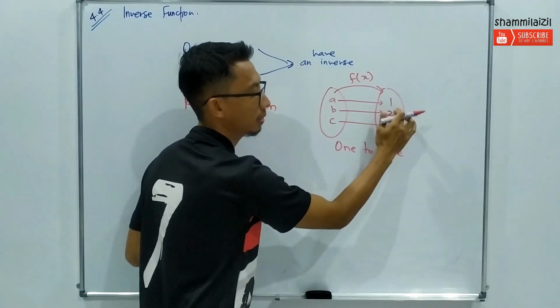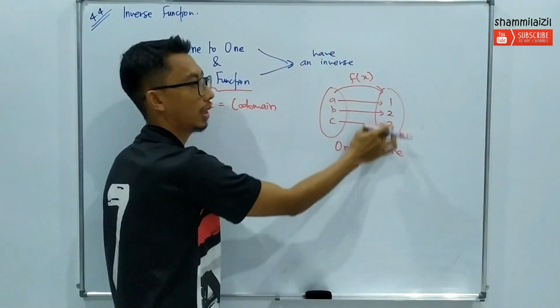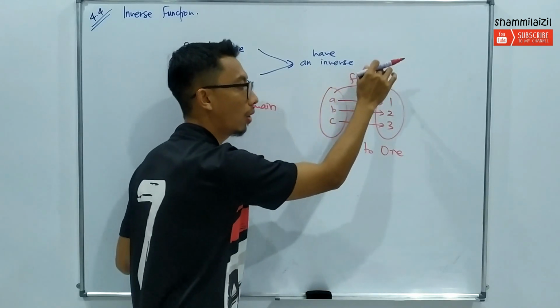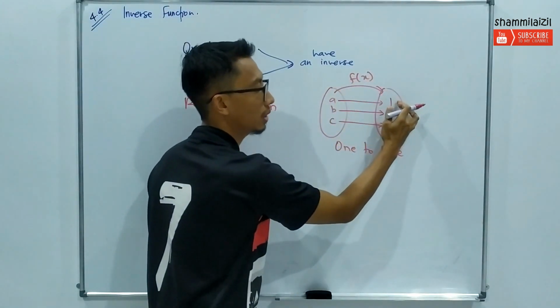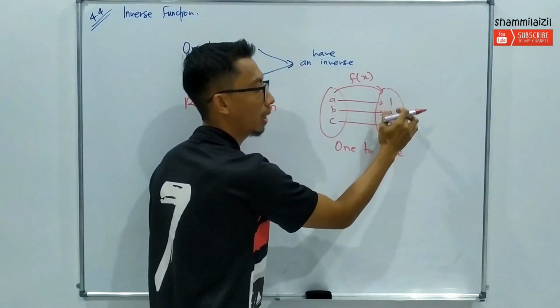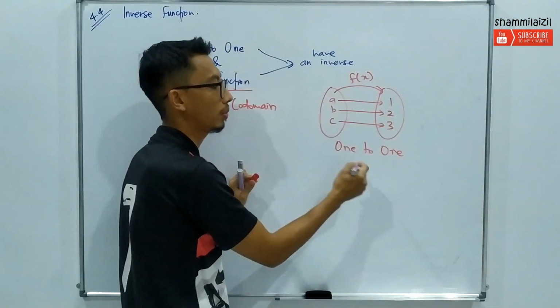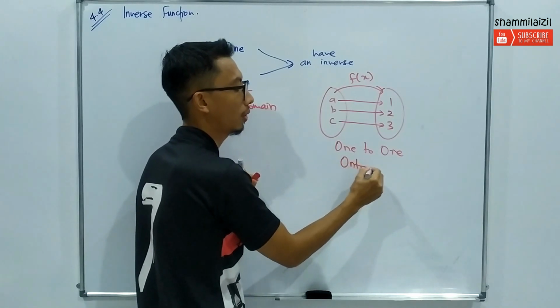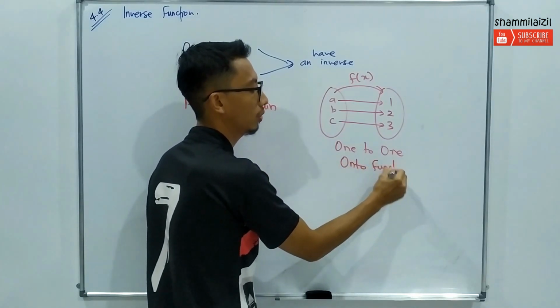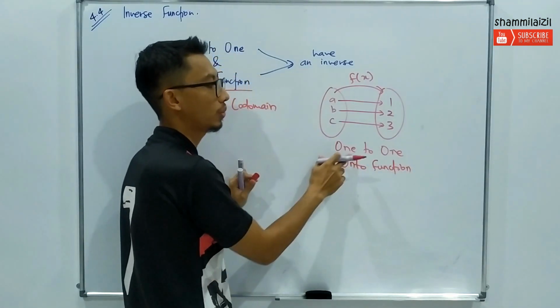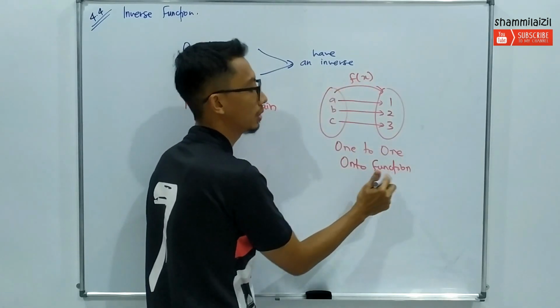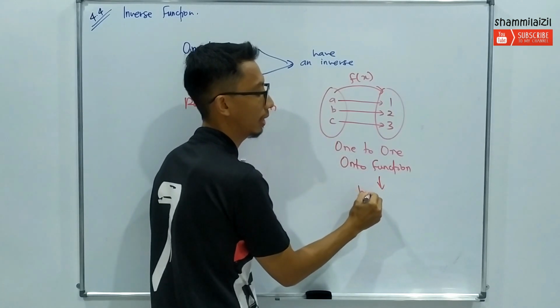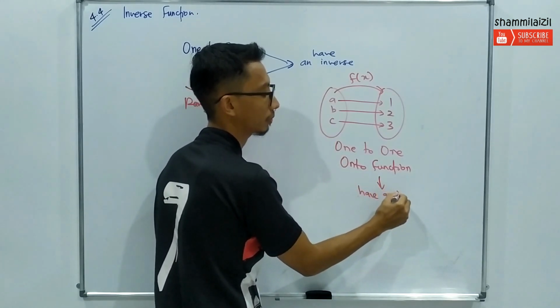Your range is 1, 2, 3. All together here is your range, and we know already that all together on your right hand side is your codomain. So the range is 1, 2, 3, and the codomain is 1, 2, 3 as well. The range and codomain are the same, therefore this is an onto function. So once we have f(x) as a one-to-one relation and an onto function, therefore we have an inverse.